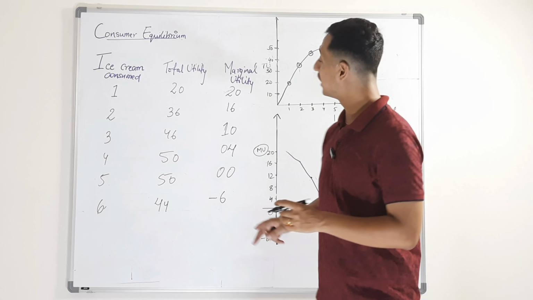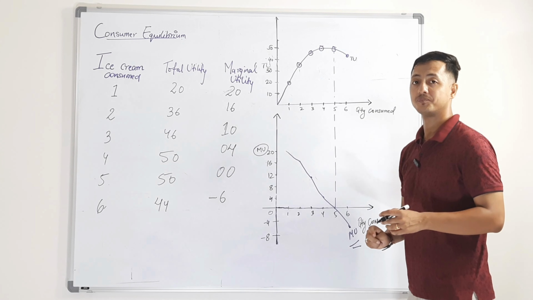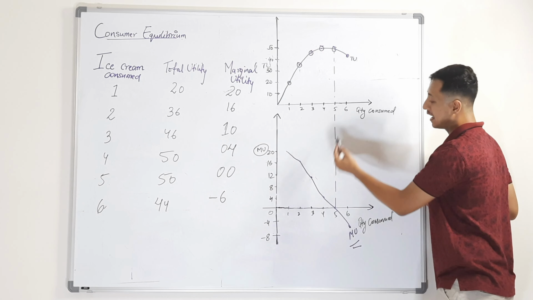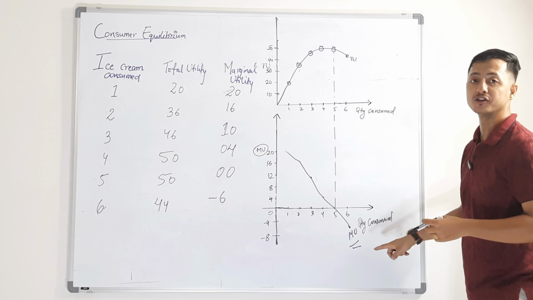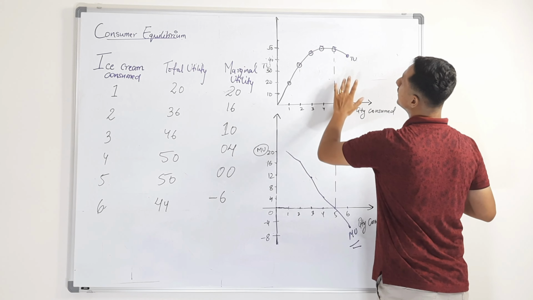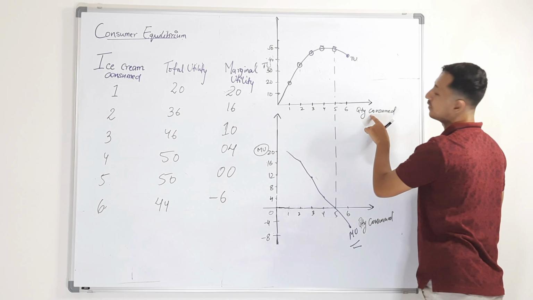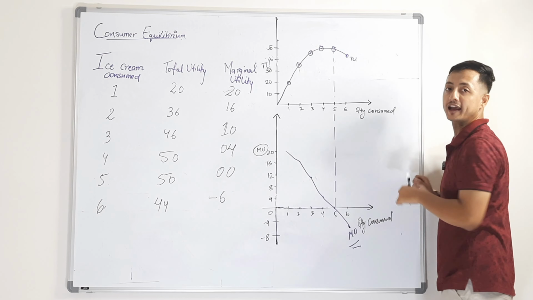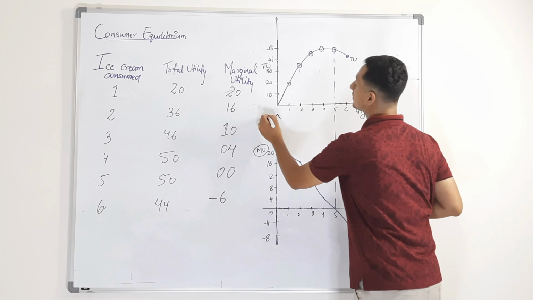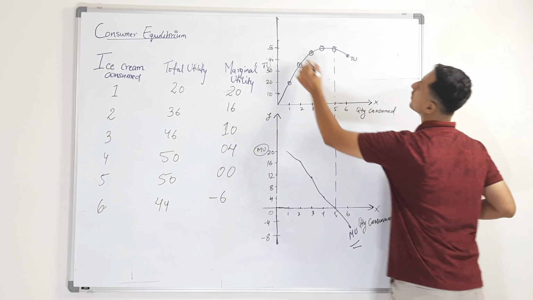Alright? Now we will understand this same phenomenon with the help of a diagram. The upper diagram represents the total utility and the lower diagram represents the marginal utility. The total utility is shown on the y-axis and the quantity of ice cream consumed is shown on the x-axis. Here, marginal utility is shown on the y-axis and ice cream consumed is shown on the x-axis.